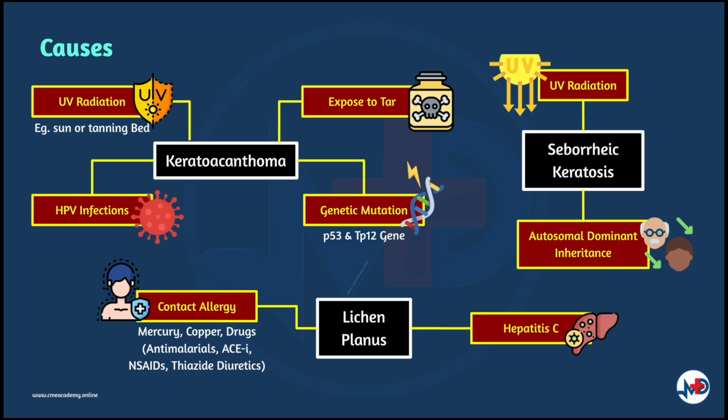So here, keratoacanthoma. This slide shows the causes of these lesions. Keratoacanthoma is caused by UV radiation, and it may be from the sun or tanning bed, HPV infections, genetic mutations of P53 and TP12 gene, and long-term exposure to cancer-causing chemicals such as tar in cigarettes. Seborrheic keratosis may be inherited as autosomal dominant inheritance or as a result of UV radiation. And lichen planus is associated with hepatitis C and contact allergies such as mercury, copper, and drugs including antimalarials, ACE inhibitors, thiazide diuretics, and NSAIDs.